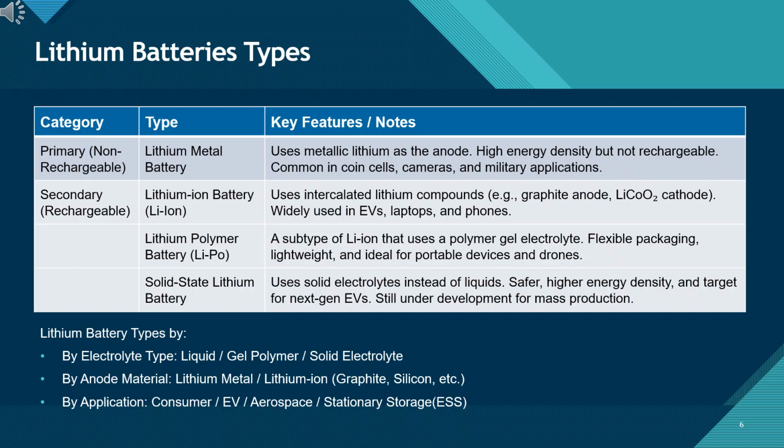Lithium polymer batteries are similar to Li-ion, but use a gel polymer, making them lighter and more flexible, common in drones or portable devices. Solid-state batteries use solid electrolytes and are still being developed for next-generation EVs, offering higher safety and energy density. For your work in production and maintenance, the focus will mainly be on lithium-ion systems, but it's important to understand where they fit in the broader battery landscape.